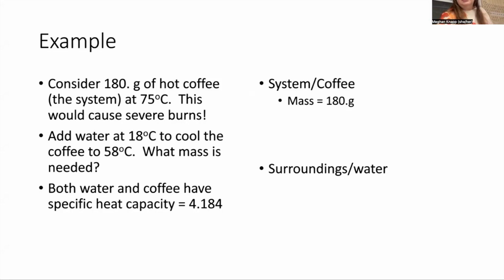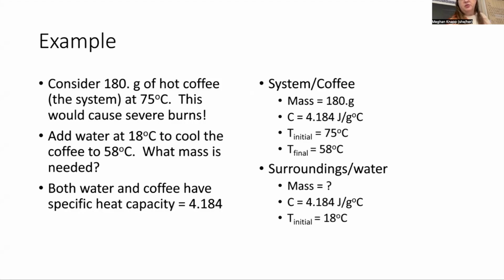All right, so let's keep track of all of our variables that we have in here, because we've got the Q equal MC delta T, and we got it for both sides. So we have the mass of the coffee, the heat capacity C is the same for both of them. We have the initial temperature of the coffee and the final temperature of the coffee. We have the initial temperature of the water, and we have the final temperature of the water, but we do not have the mass of the water. That's what we are looking for.